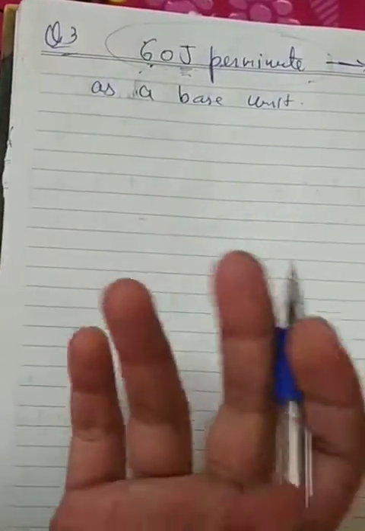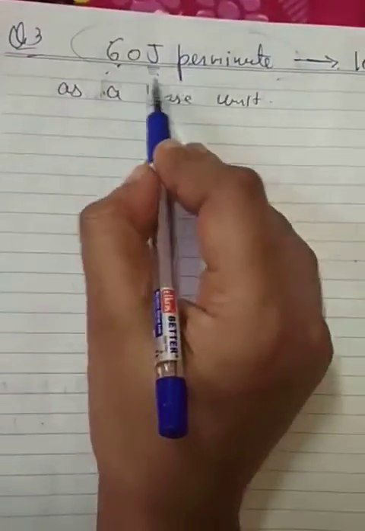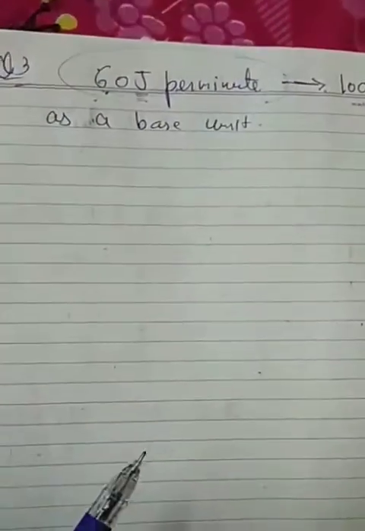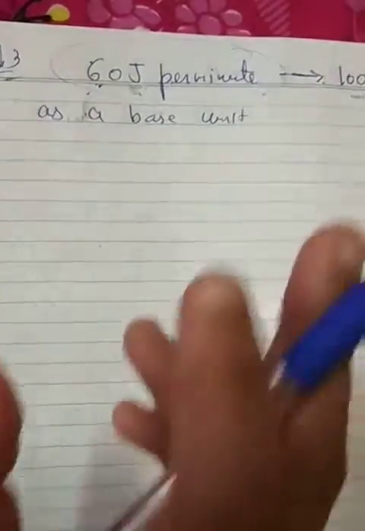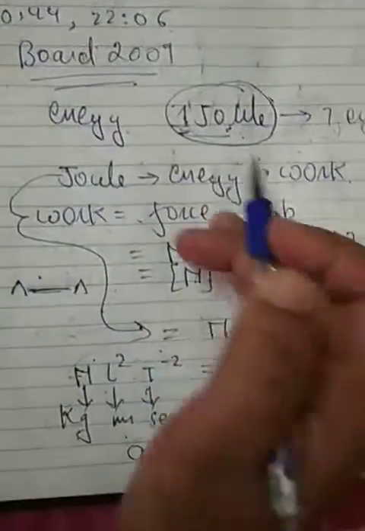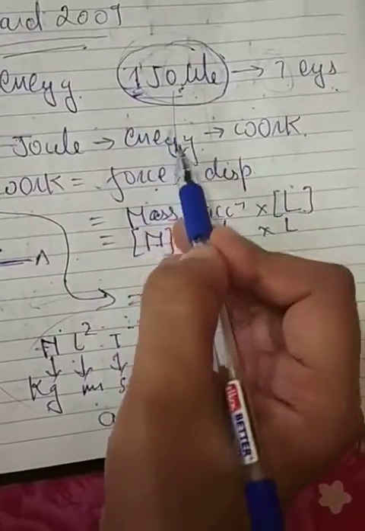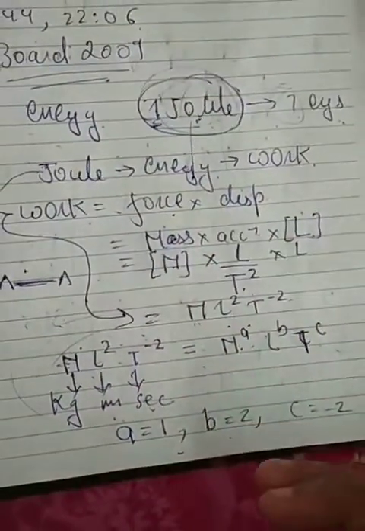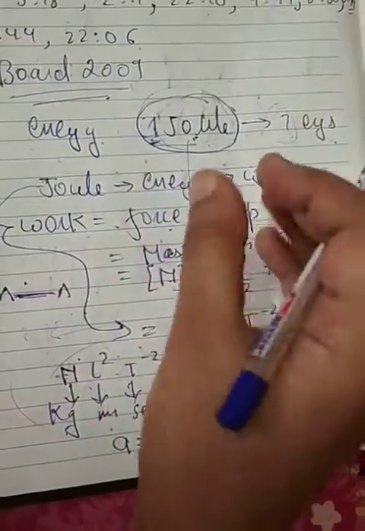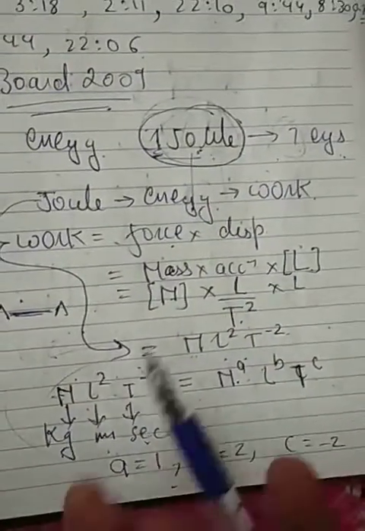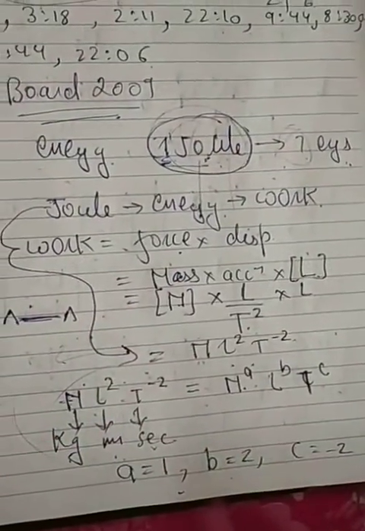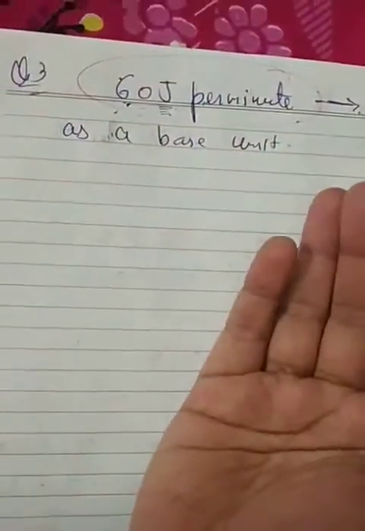We don't know whether this is the MKS system, we just want to confirm it. So what we did earlier, we split it and dealt with this step by step. First we get into our knowledge what this 1 joule implies to us. Similarly, what does this 60 joule per minute imply to us?